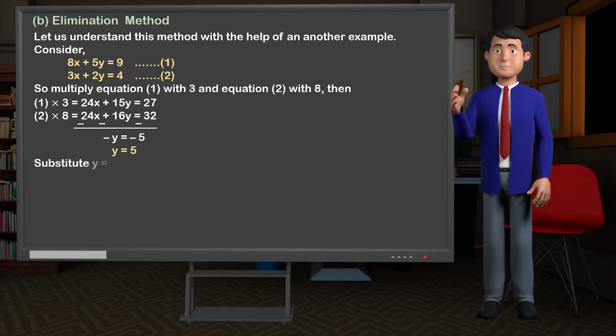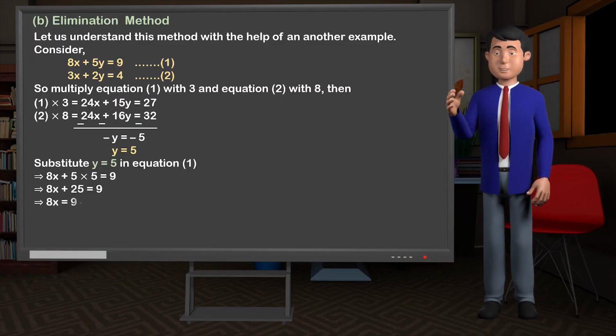Substitute y is equal to 5 in equation 1, which implies 8x plus 5 into 5 is equal to 9, which implies 8x plus 25 is equal to 9, which implies 8x is equal to 9 minus 25, which implies 8x is equal to minus 16, which implies x is equal to minus 16 by 8, which implies x is equal to minus 2. Therefore, x is equal to minus 2 and y is equal to 5.